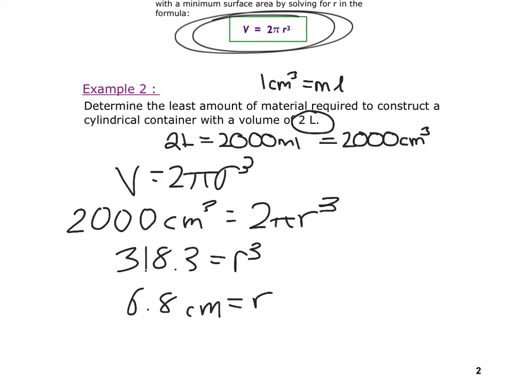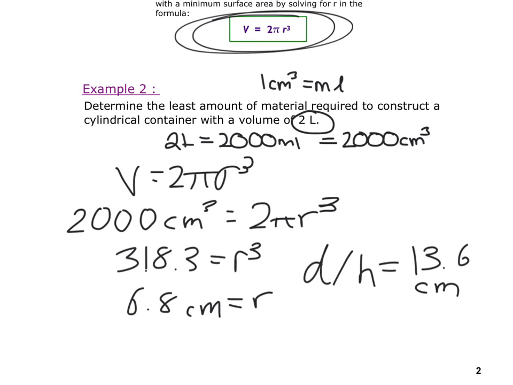You found the radius, so what is the optimal diameter and height of this cylinder? The diameter and the height will be the same because it's optimal. So it's 6.8 times 2, which is 13.6. Diameter equals height equals 13.6 centimeters.